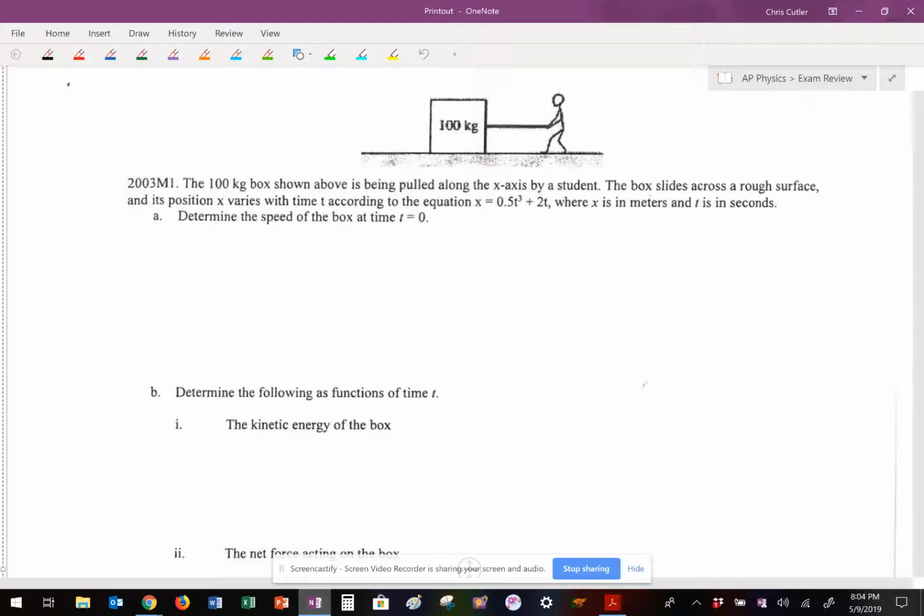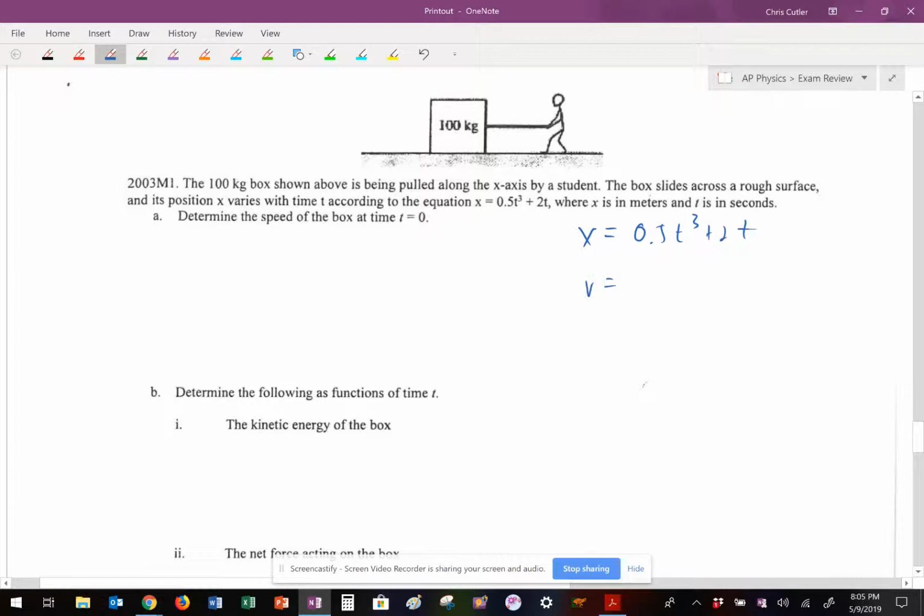The box slides across a rough surface and its position x varies with time t according to the equation x equals 0.5 t cubed plus 2t, where x is in meters and t is in seconds. The first thing I am absolutely going to do when I see an x equals equation with time in it, I'm going to go ahead and take derivatives. So 0.5 t cubed plus 2t.